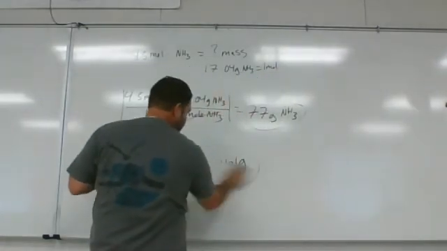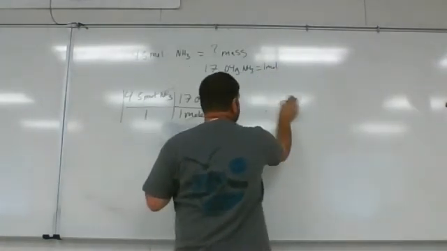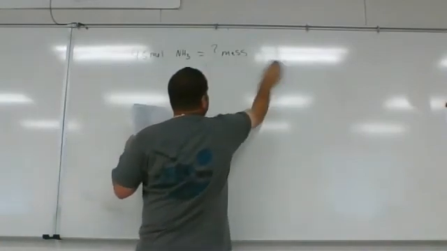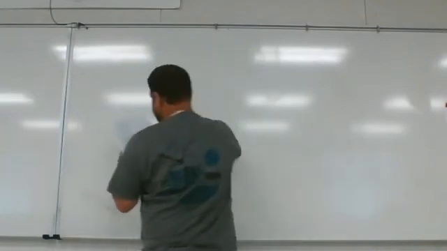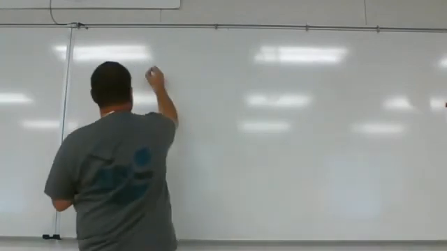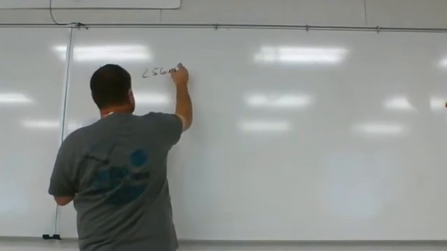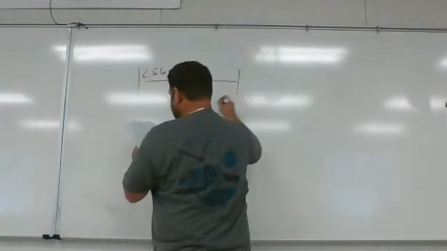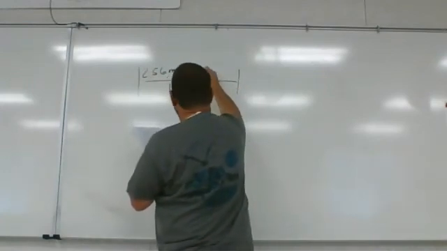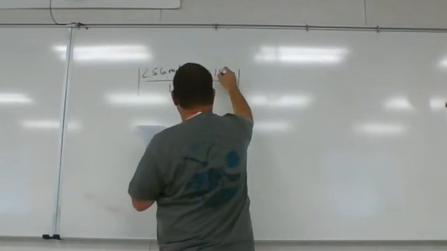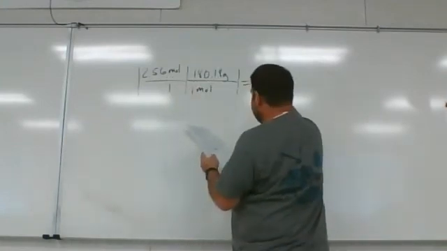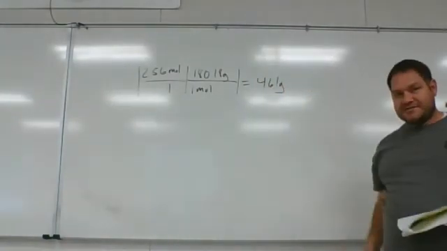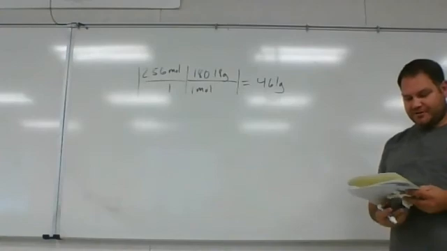Now, I'll set it up really quick to show you. So I have 2.56 moles over 1, and then I have 1 mole, 108.18 grams, and that gives me 461 grams. So that's how I set that problem up and solve for it. Okay, just check your work on that.